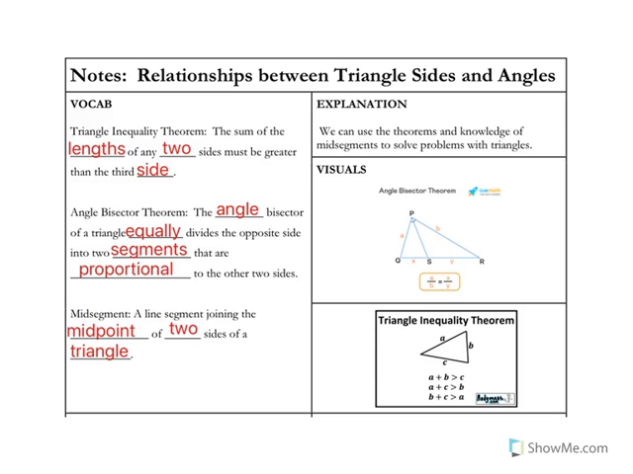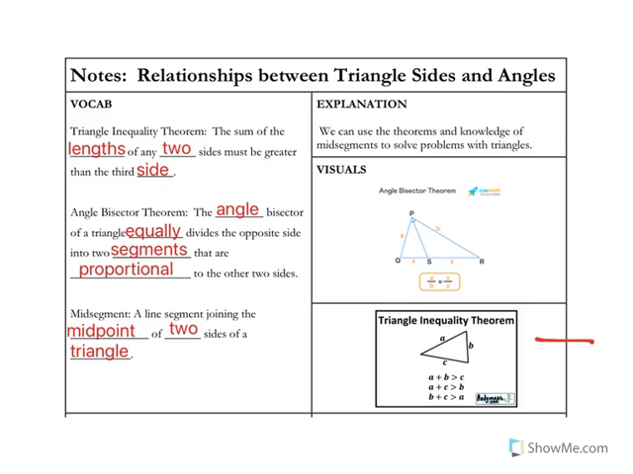Let's begin with vocabulary. So we have the triangle inequality theorem. It states that the sum, remember sum is the answer to an addition problem, the sum of the lengths of any two sides must be greater than the third side. Okay, so let's look over at the visual.